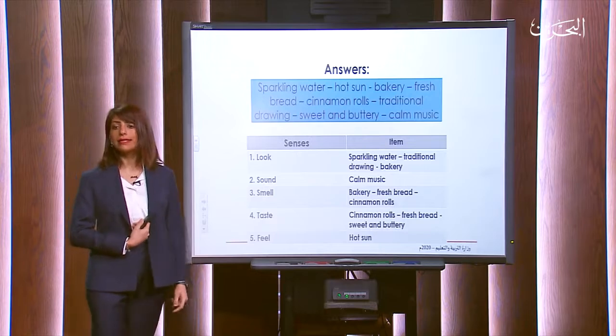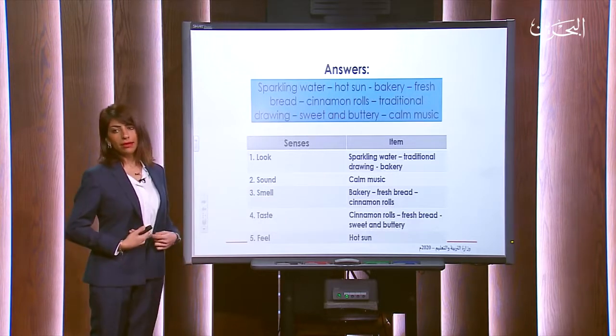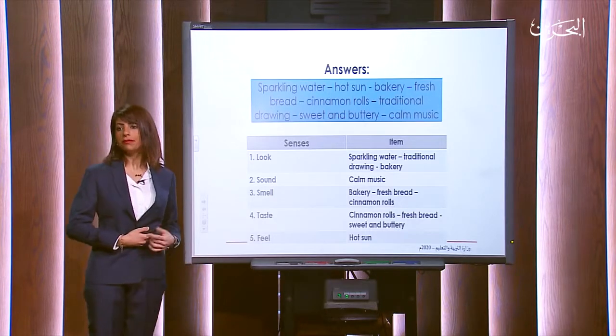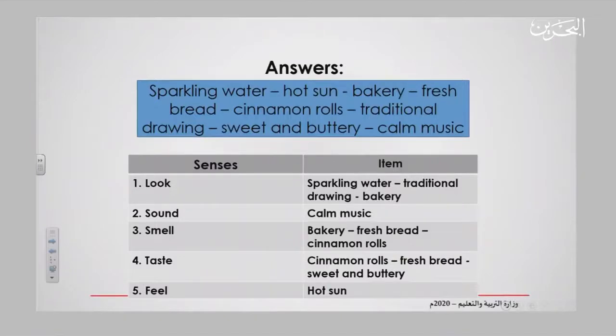Number 3 is the smell. Bakery, you can smell, for example, the baking stuff from the bakery. You can smell fresh bread. You can also smell cinnamon rolls. Let's move to the 4th sense, which is the taste. Again, cinnamon rolls is repeated in the taste sense. Why? Because you could smell it and you could eat it. Also, the same thing with fresh bread.